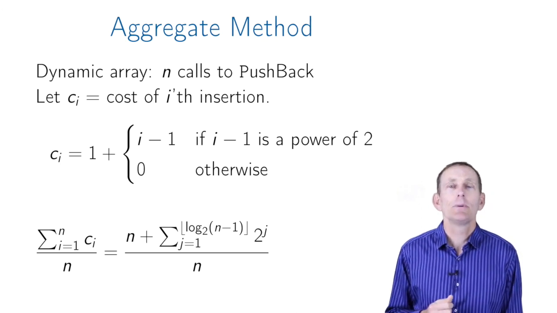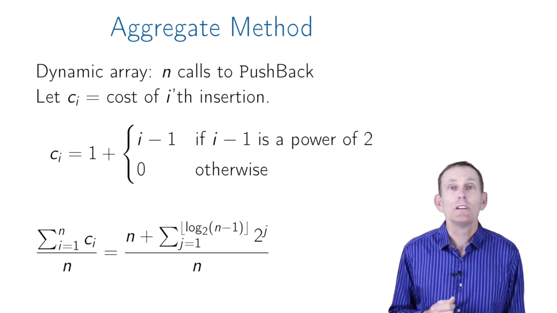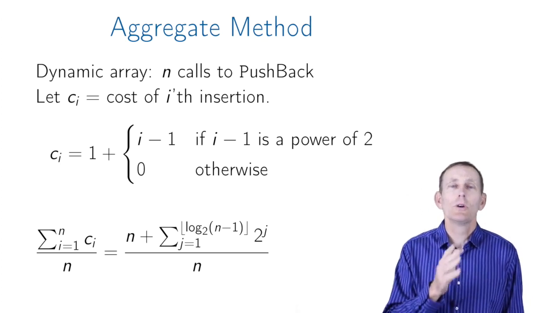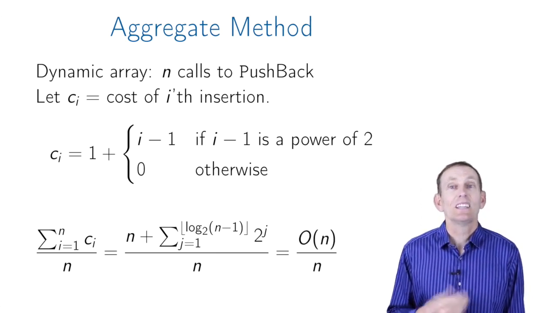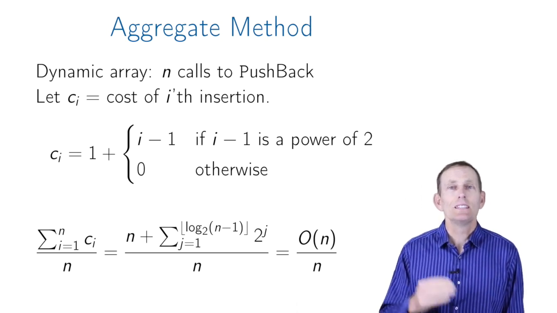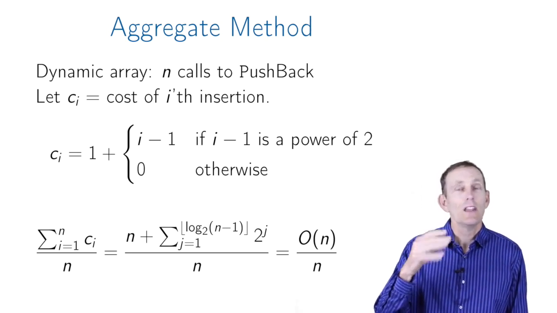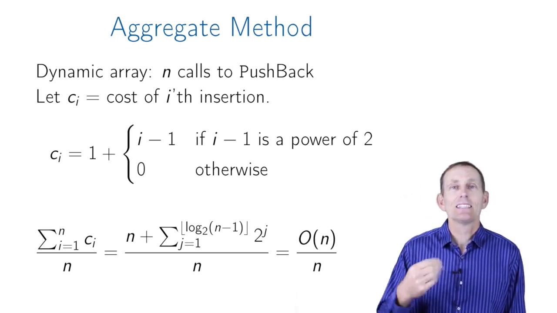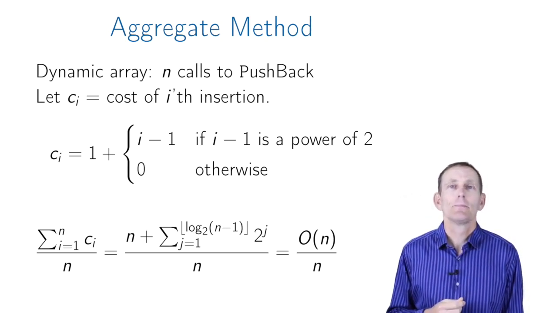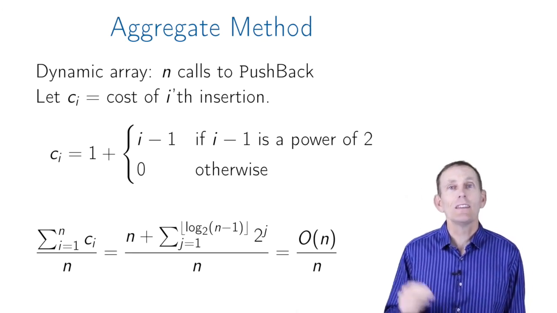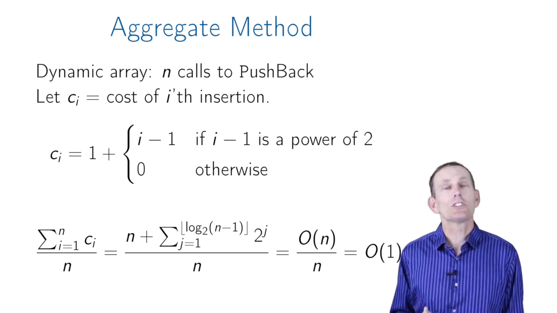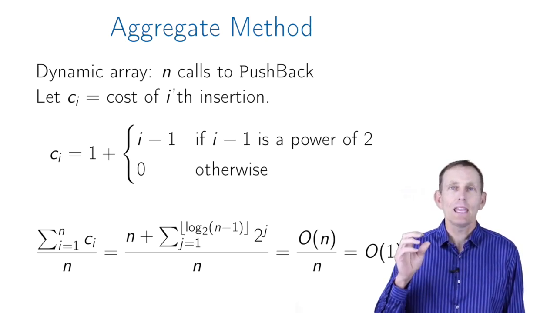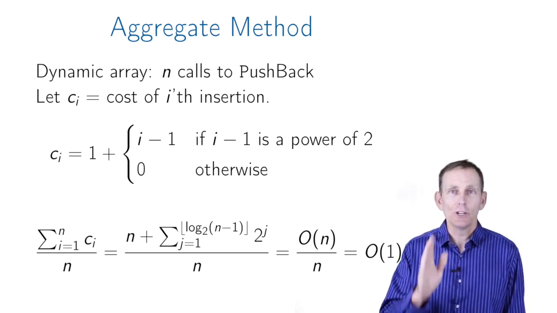Okay, so I'll give an example. If n is 100, the powers of 2 are going to be 1, 2, 4, 8, 16, 32, and 64. And it's the summation of all of those. Well, that summation is just order n, right? Basically we take powers of 2 up to, but not including n, and that is going to be no more than 2n. So we've got n plus something no more than 2n, that's clearly order n, divided by n, and that's just order 1.